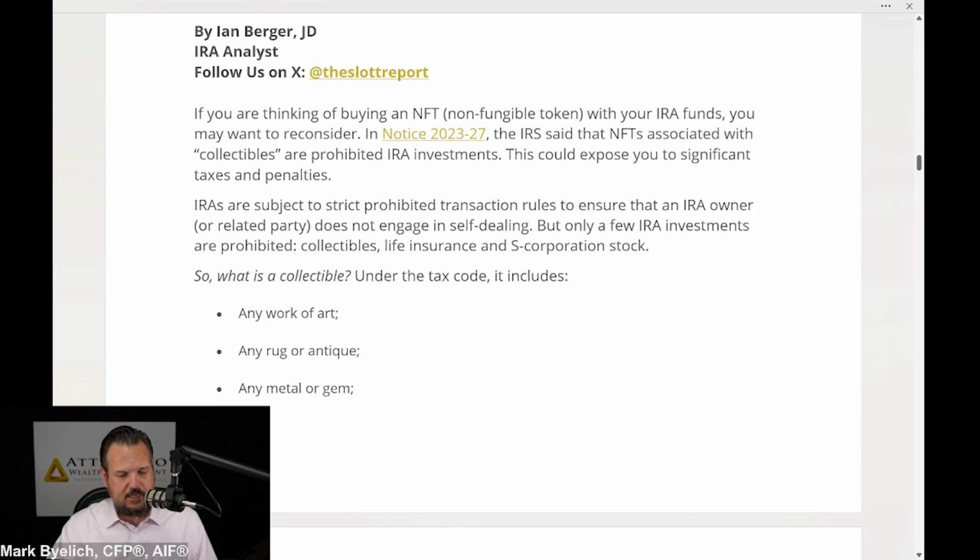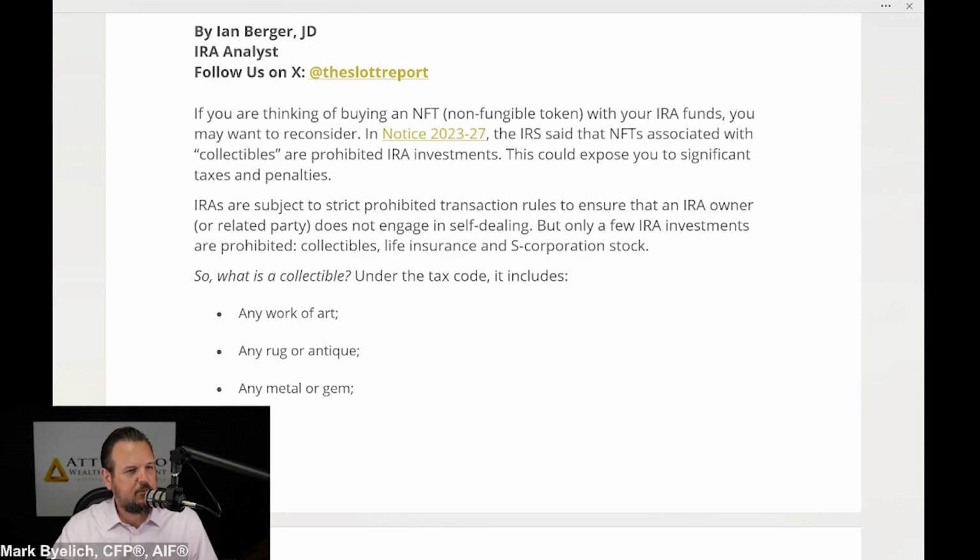Ian goes on to write, if you are thinking of buying an NFT or a non-fungible token with your IRA funds, you may want to reconsider. In Notice 2023-27, the IRS said that NFTs associated with collectibles are prohibited IRA investments. This could expose you to significant taxes and penalties. IRAs are subject to strict prohibited transaction rules to ensure that an IRA owner or related party does not engage in self-dealing, but only a few IRA investments are prohibited: collectibles, life insurance, and S corporation stock.